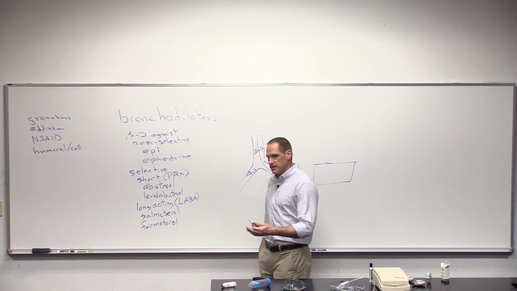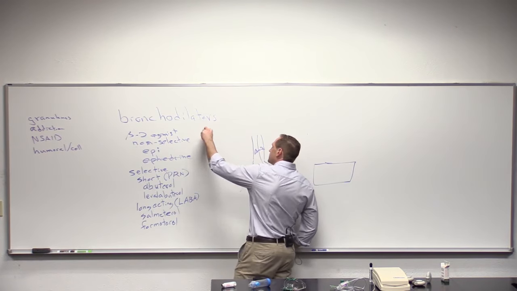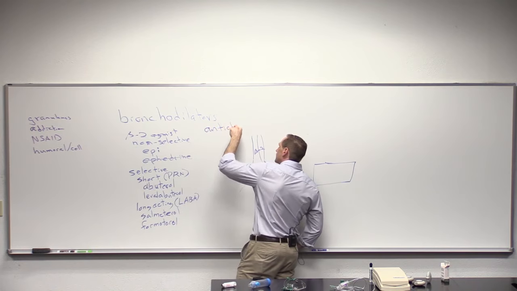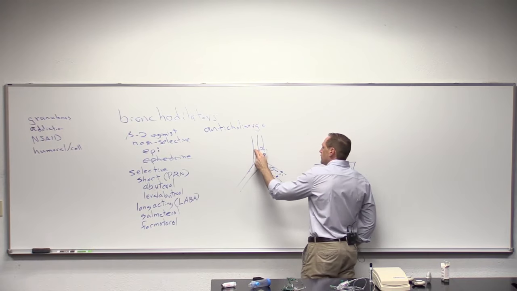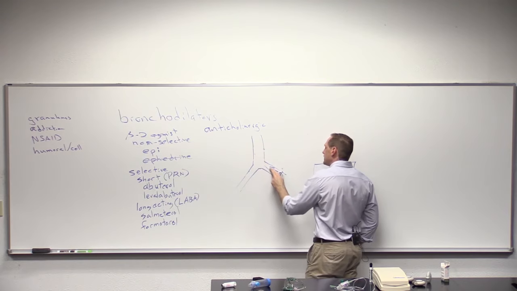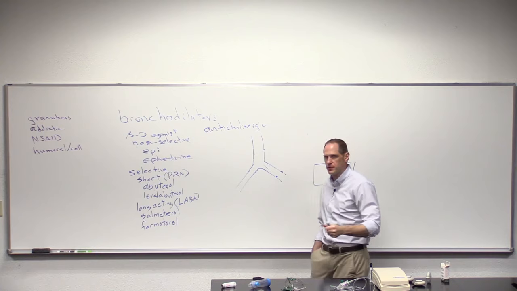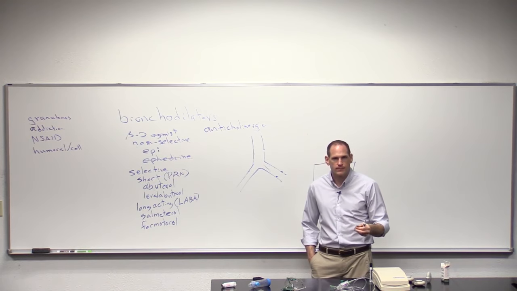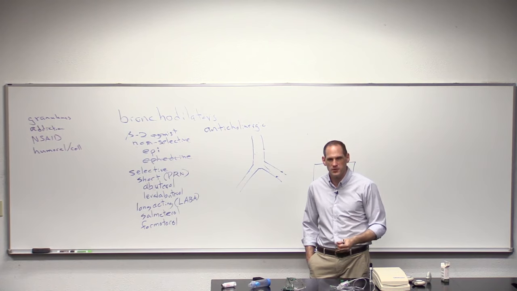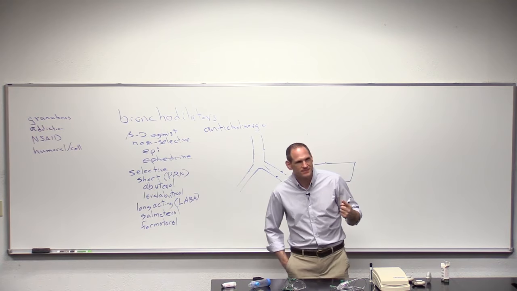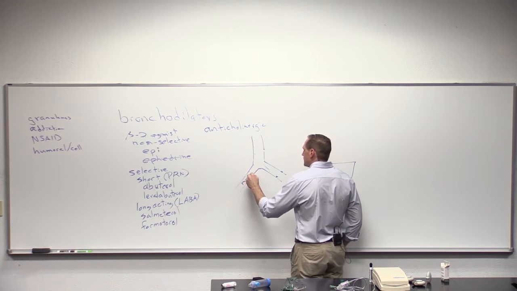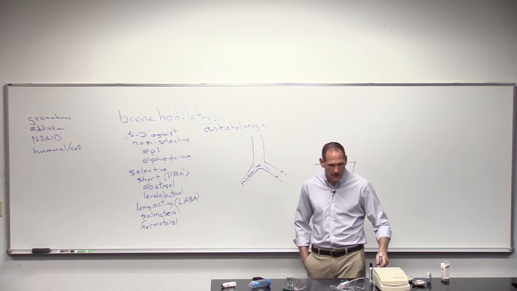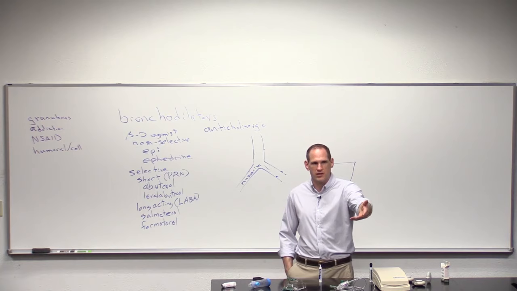All right, the next thing that we have is anticholinergics. Now, coming back to our little airway here, when it comes to parasympathetic receptors, what are the parasympathetic receptors in the bronchi? What was the name of them? There's only one, so. Muscarinic. So you've got muscarinic receptors in the airway. When those muscarinic receptors are stimulated, what do you get?